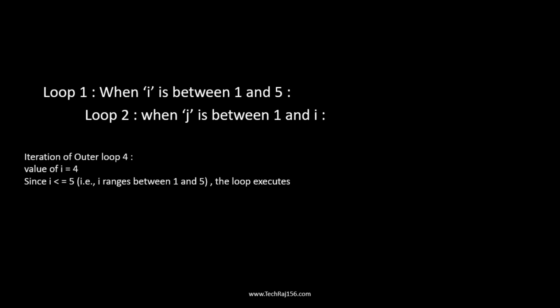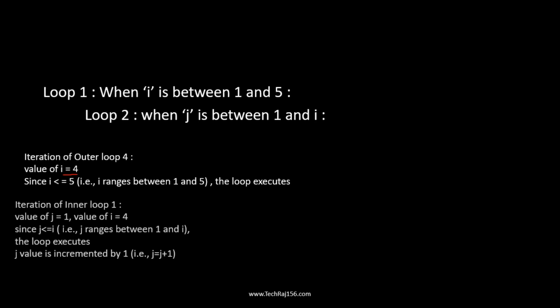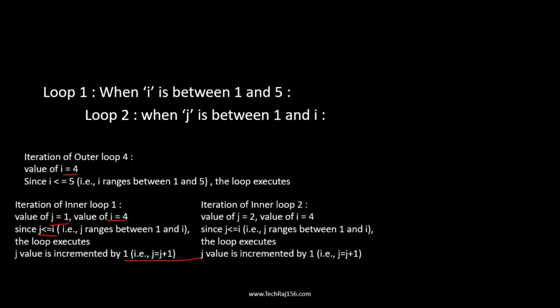So now let's come to the fourth iteration of the outer loop, and the value of i will be 4 now, and since i less than or equal to 5 is true, the loop executes, and here goes the first iteration of the inner loop. Once again the value of j equals 1, i equals 4, this condition is satisfied, the loop executes, and finally j is incremented by 1. In the second iteration, the value of j equals 2, i is 4, and this condition is satisfied, the loop executes and the j value is incremented by 1.